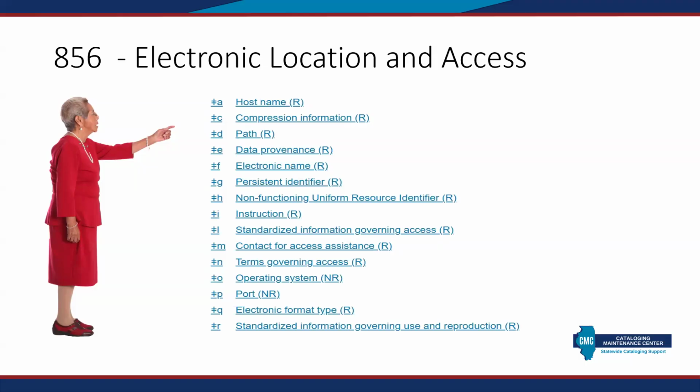There are several subfields that are no longer used and others that are optional for use. Let's do a brief rundown. A is the host name. BFAS notes this is rarely used in current cataloging. The full host name can be listed in subfield U. C is the compression information.